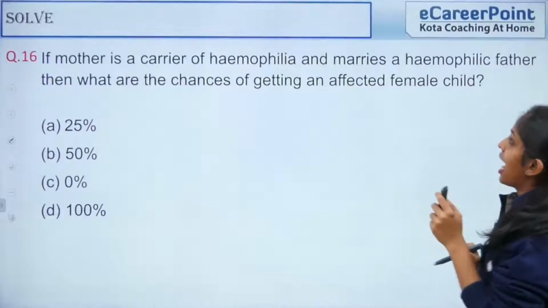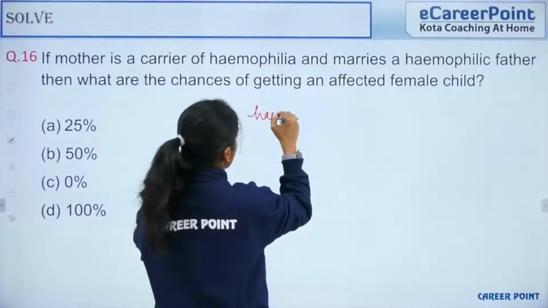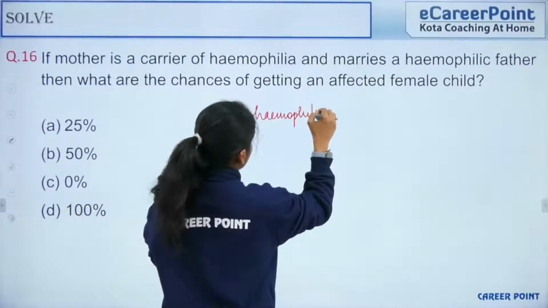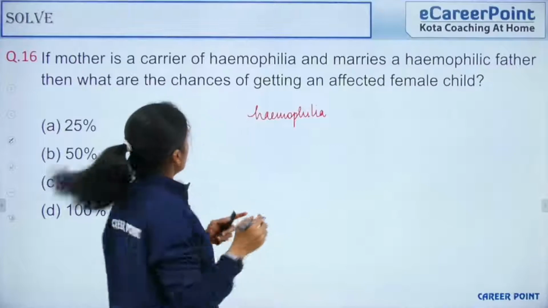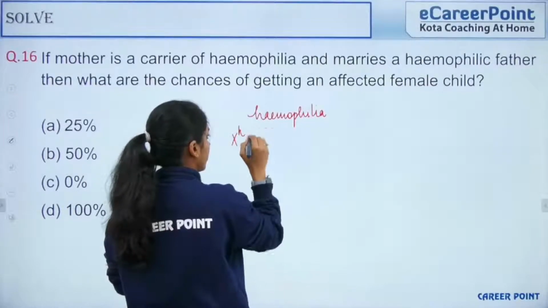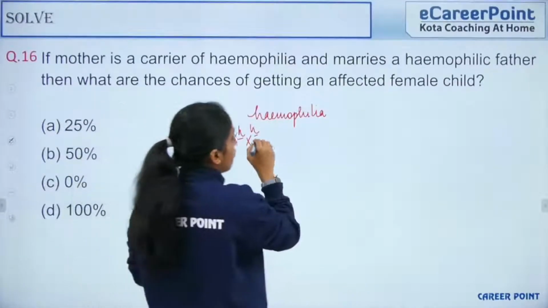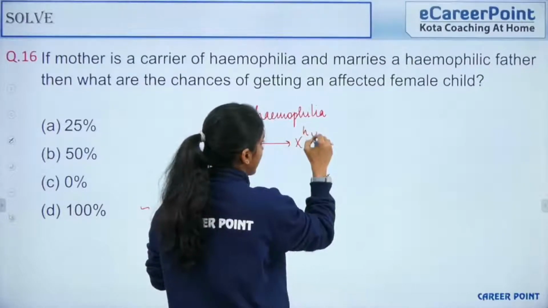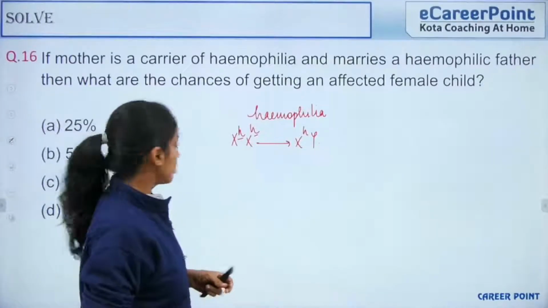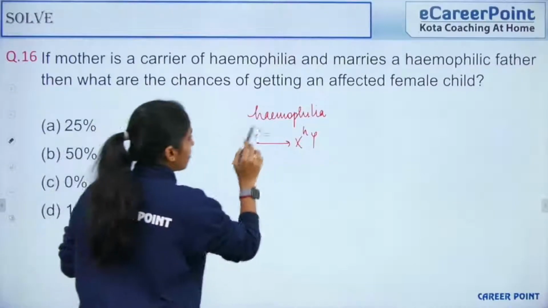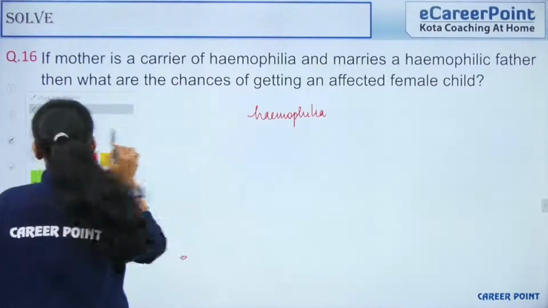So if a mother is a carrier of hemophilia and marries a hemophilic father. So hemophilia is not sex linked, it is an autosomal recessive character. So when I say the mother is hemophilic, it is a recessive character, so both the H will be hemophilic. The father is also hemophilic, which means it is like this. It is an autosomal recessive character, so both the mother and father are hemophilic. So color blindness. Okay, sorry. I got confused solving with you.